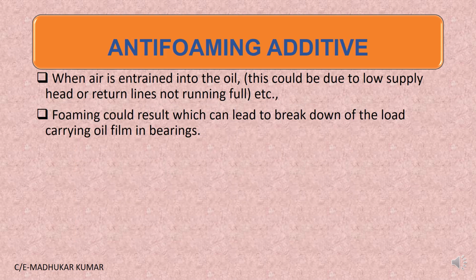Anti-foaming additive. Basically, when air enters the oil, this is going to cause foaming of it. Okay, this can be due to the low supply of head, or the return line is not running full. So what happens? The foam or the bubbles are formed. And this foaming can result in the breakdown of the lube oil film, which is already in the bearing. And this is going to reduce the load carrying capacity of the particular oil.